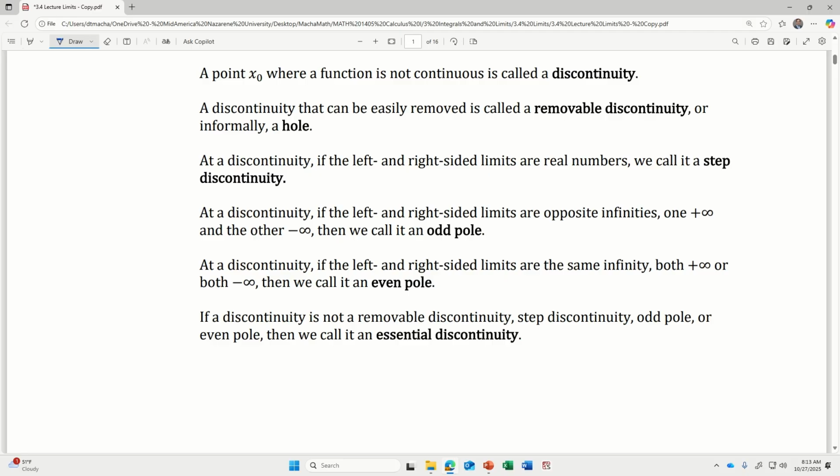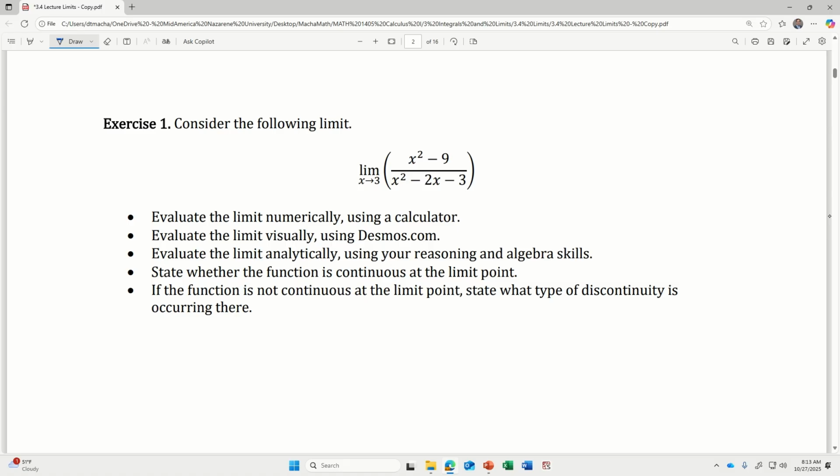We would say that discontinuity is easily removed, and so it's a removable discontinuity. If the left-sided limit and the right-sided limit are real numbers, but they're different real numbers, so that the limit doesn't exist, then we call that a step discontinuity. If you have a discontinuity where the left-sided limit and the right-sided limit are opposite infinities, so like one's positive infinity, one's negative infinity, that's called an odd pole. If the left-sided limit and right-sided limit are the same infinity, like they're both positive infinity, that's what we call an even pole. And if it doesn't fit any of those descriptions, then we would just call it an essential discontinuity. And so I'll show you examples of all of these, and then the definitions are going to make a lot more sense.